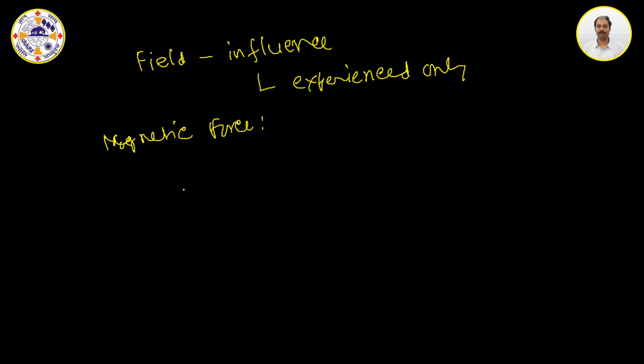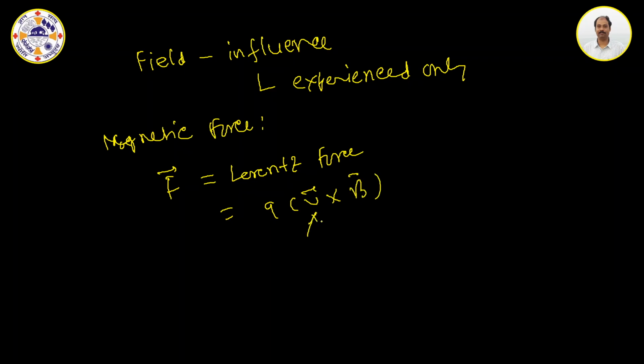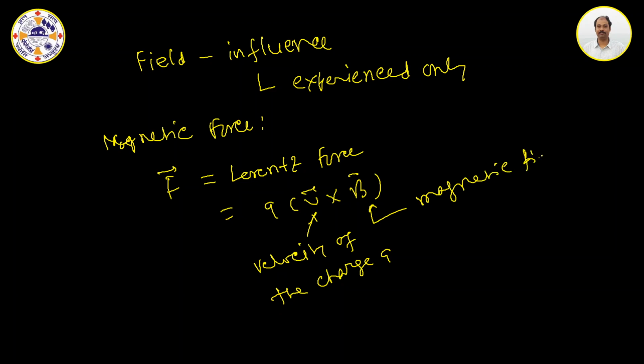We know when a charge q moves with a velocity v in a magnetic field B, it will experience a force F given by Lorentz. F is equal to q into v cross B. v is the velocity of the charge q, B is the magnetic field or induction in that region.